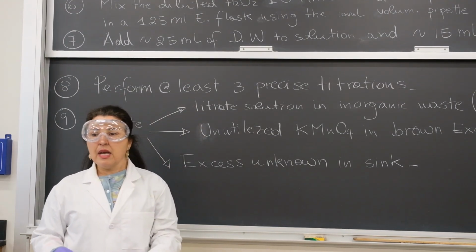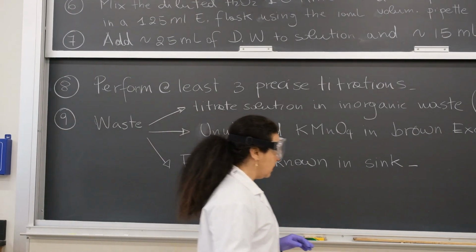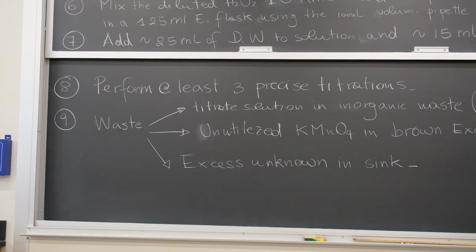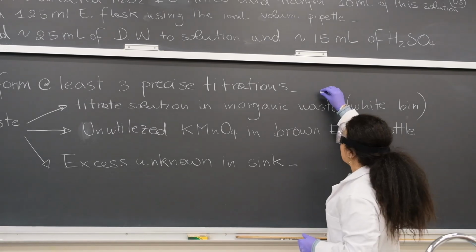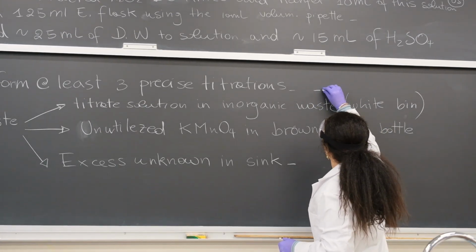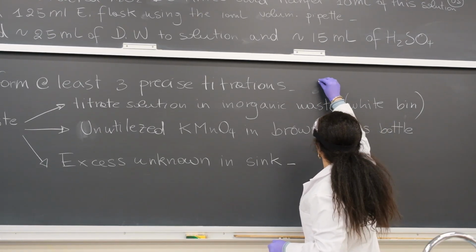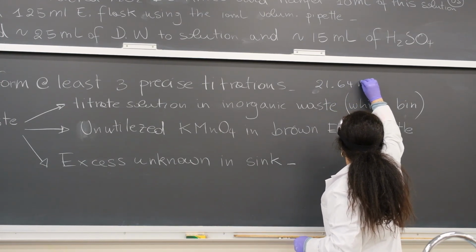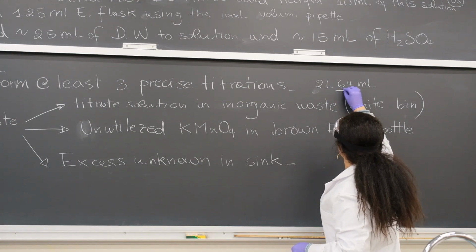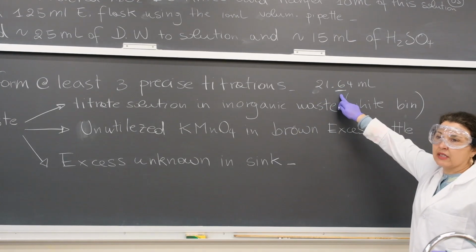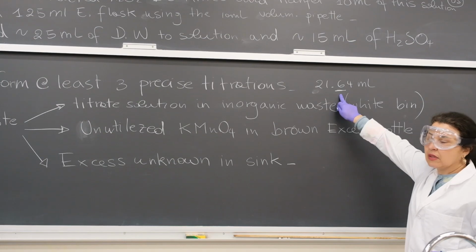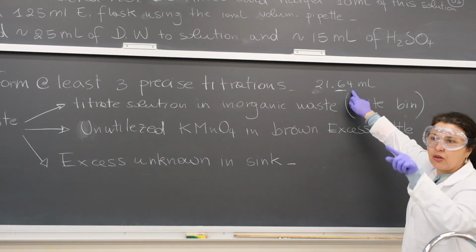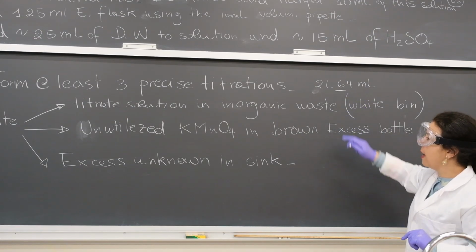What does that mean? That the volume that you're adding to the peroxide solution has to be, you're going to read the 4 significant figures. So let's say that you're adding 21.64 milliliters. They have to be the same to the 3rd sig fig, okay? And the 4th sig fig is your interpretation of your reading, okay?